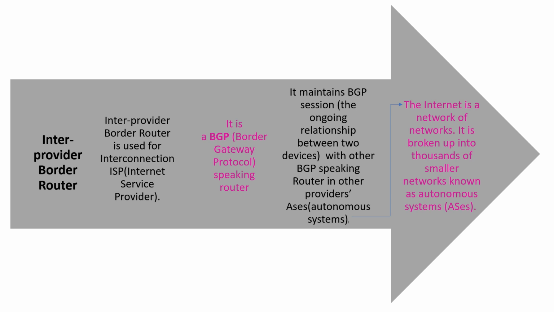Autonomous systems, in the sense the internet is the network of networks. It is broken up into thousands of smaller networks known as the autonomous systems. So this is about the inter-provider border router.